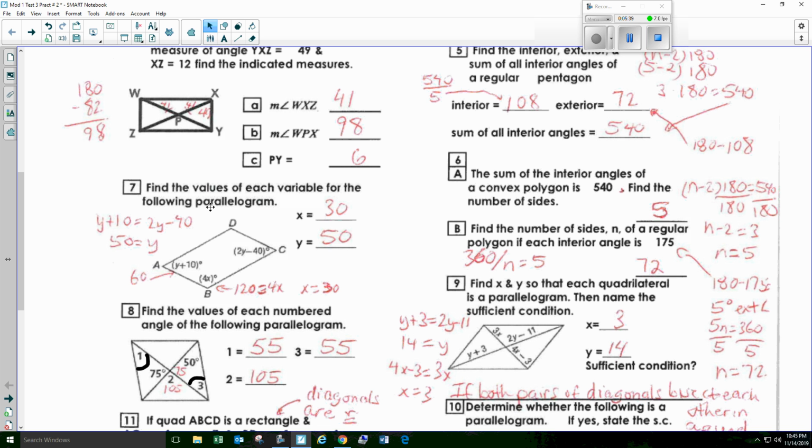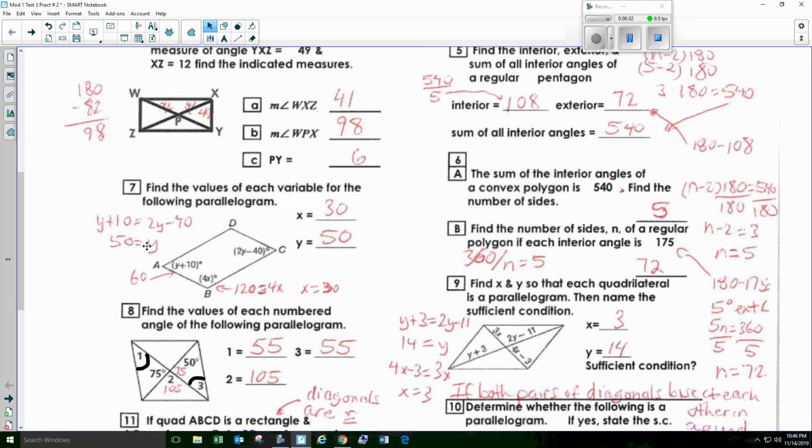Number 7, properties of a parallelogram. Opposite angles are congruent and consecutive angles are supplementary, also called same side interior angles. So set those equal to each other. If you don't have that memorized, you can't do the problem at all. It's an easy problem, pre-algebra. The only part you have to remember from geometry is opposite angles congruent. The rest of it is pre-algebra skills.